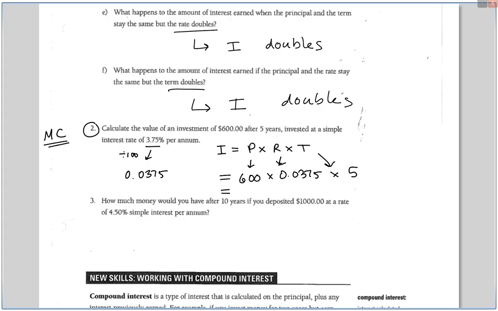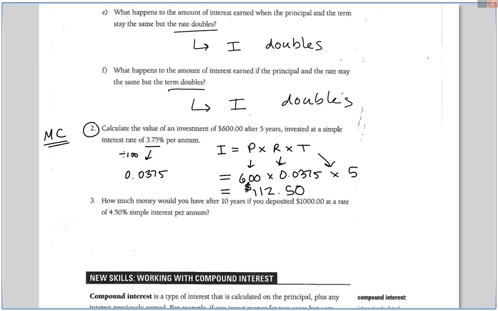So 600 times 0.0375 times 5 is 112 bucks. How many of your calculators say 112.5? Do you write it like that, or do you put a 0 on the end? Put the 0 because it's money. Put the dollar sign.